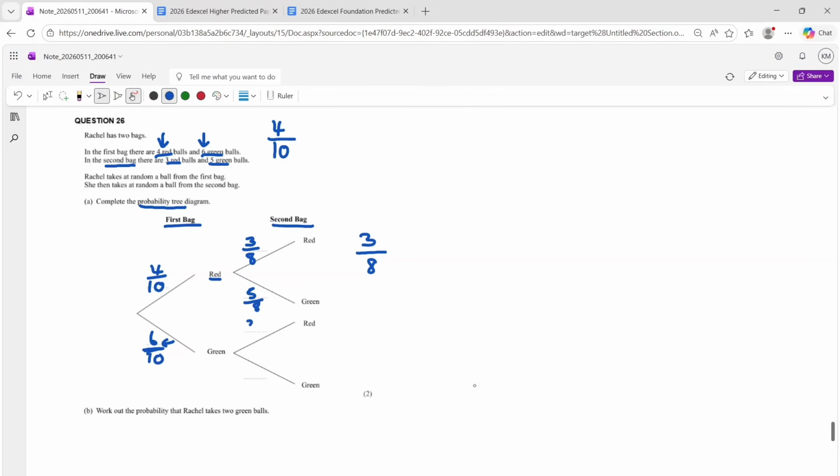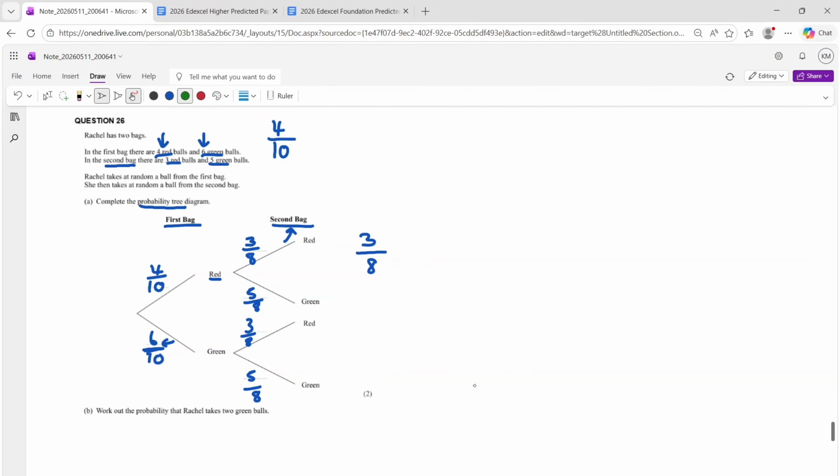And this replicates down here, 3 out of 8, 5 out of 8, because this is still to do with the second bag. The only time this one at the bottom would be different is if there was a condition to the probability. So this shows me all my possible outcomes. I could get a red from the first bag, then a red from the second. I could get a red from the first bag, then a green from the second. I could get a green from the first bag, then a red from the second, a green from the first bag, and a green from the second. It just shows me all my possible probabilities.